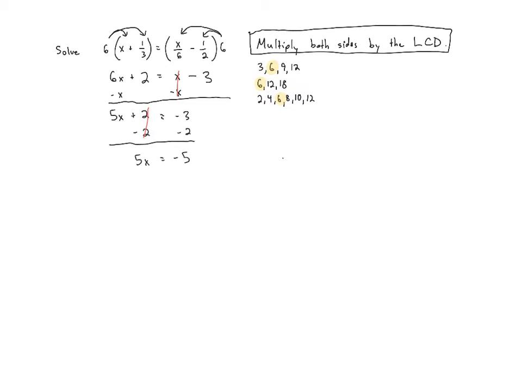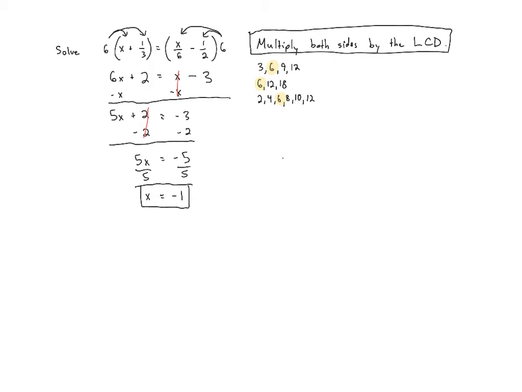Now to get x alone, we need to get rid of this 5. X is being multiplied by 5. The opposite of that is dividing by 5. And if we divide both sides by 5, that gives us x equals negative 1, which is our solution.